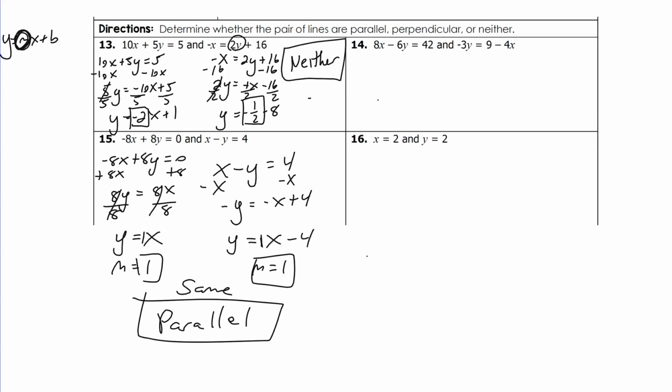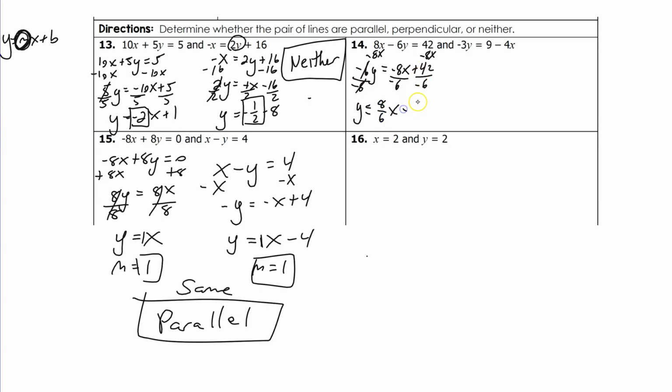All right, now we're going to look at number 14. We have to go ahead and identify the slopes. That means get it into y equals mx plus b, which we've done several times already. So when I look at this, I know I want to subtract 8x from both sides. So it gives me negative 6y equals negative 8x plus 42. I now have to divide by negative 6 to get y isolated. So divide by negative 6, divide by negative 6. So it gives me y equals, well, a negative over negative is positive, right? So it's just going to be 8/6.